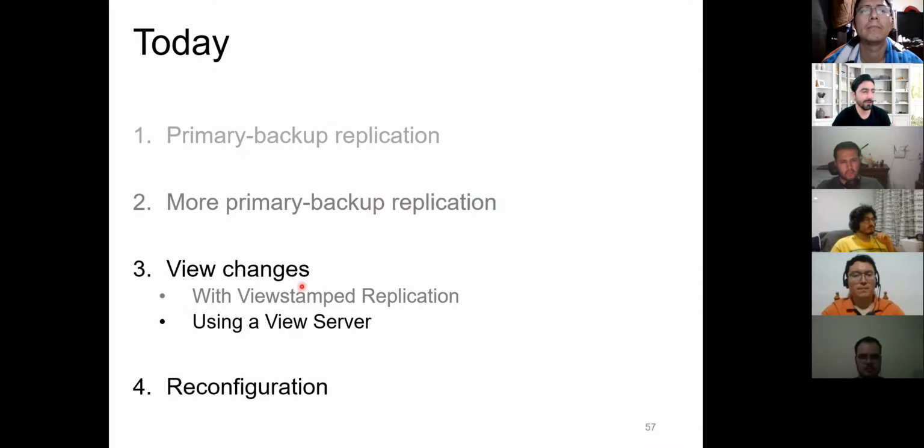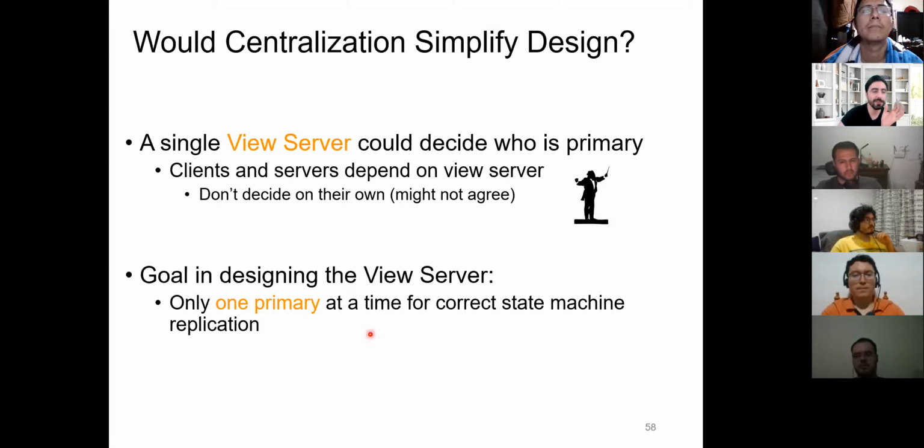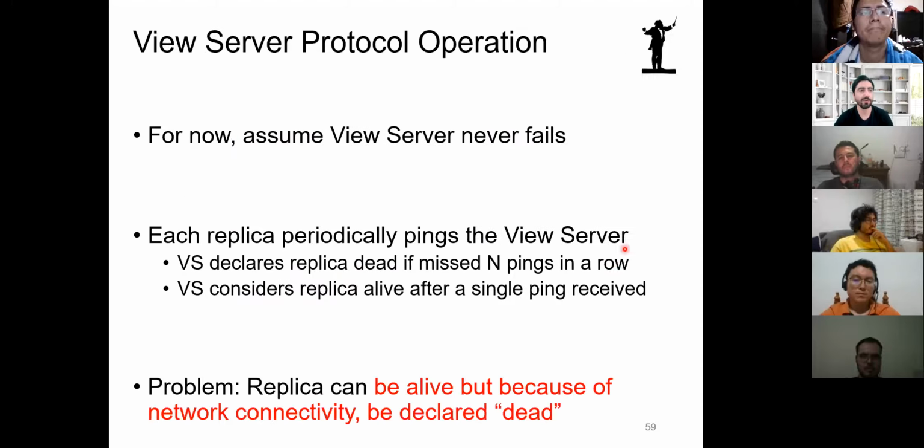So as mentioned, for view changing, we have another approach using the view server. The idea with the view server is that we can centralize changing the view, not letting all the replicas decide by themselves. If you remember, in the previous approach the replicas decided locally. But what if we have a centralized system that can say, now you are the primary, now you are the primary, controlling or orchestrating these changes between different replicas? The goal is still only one primary at a time for correct state machine replication. That's always what we are looking for, but now using a centralized approach.